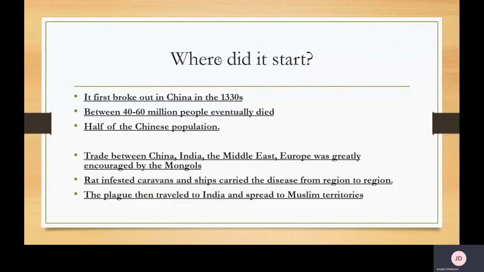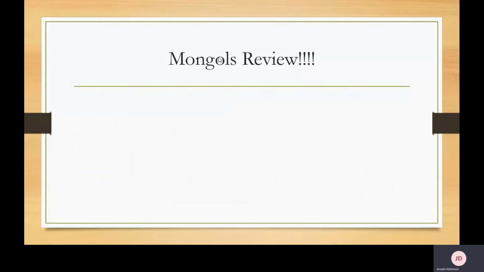All right, so where did it start? So it first broke out in China in the 1330s. Between 40 to 60 million people eventually died, half the Chinese population. Trade between China, India, and the Middle East and Europe was greatly encouraged by the Mongols. So think of the Mongols. What do we know? So we're actually going to go forward, and then we're going to go back. So a little Mongols review.